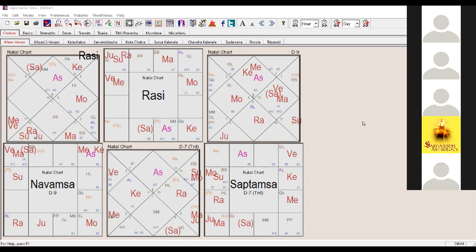Let's say moon mahadasha is running now. So when I say check from lagna, you have to check moon from lagna. From lagna, moon is connected with the 10th house. Moon is aspecting the 4th house. Moon is also connected with the 6th house. This is the simplest connection.